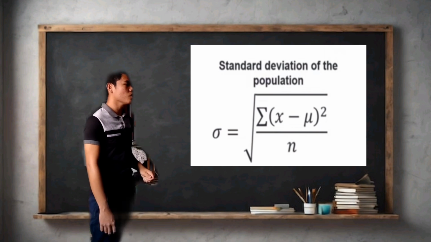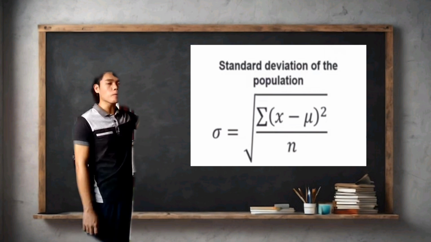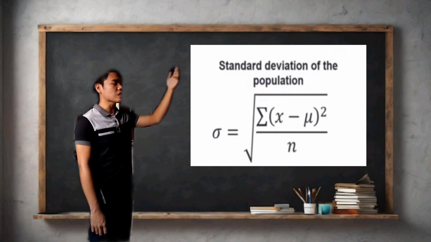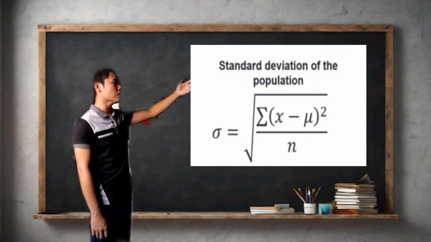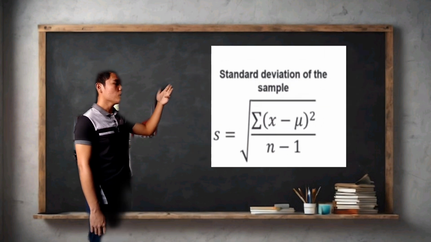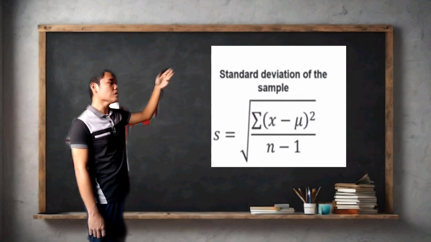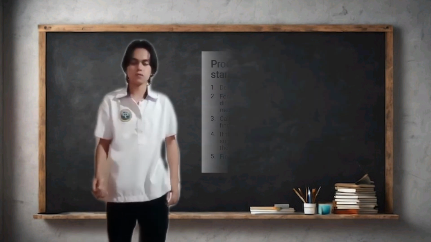Standard deviation. The formula for the standard deviation of the population is obtained from the formula of the variance. Here it is. And for the standard deviation of the sample, we get it from the variance of the sample. Here it is.